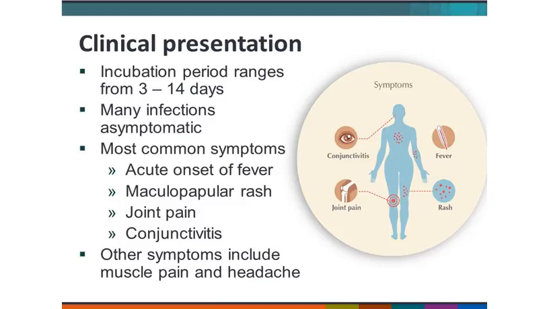The clinical presentation of Zika: usually what occurs is an incubation period of 3 to 14 days, usually around a week, and the vast majority of cases are asymptomatic or mild. The most common symptoms we see are a tetrad of symptoms characterized by an acute onset of fever, maculopapular rash, which I'll show in the next slide, joint pain or arthralgia, and conjunctivitis, which is inflammation, redness of the eyes. Other symptoms that have been reported include muscle pain and headaches. Next slide.